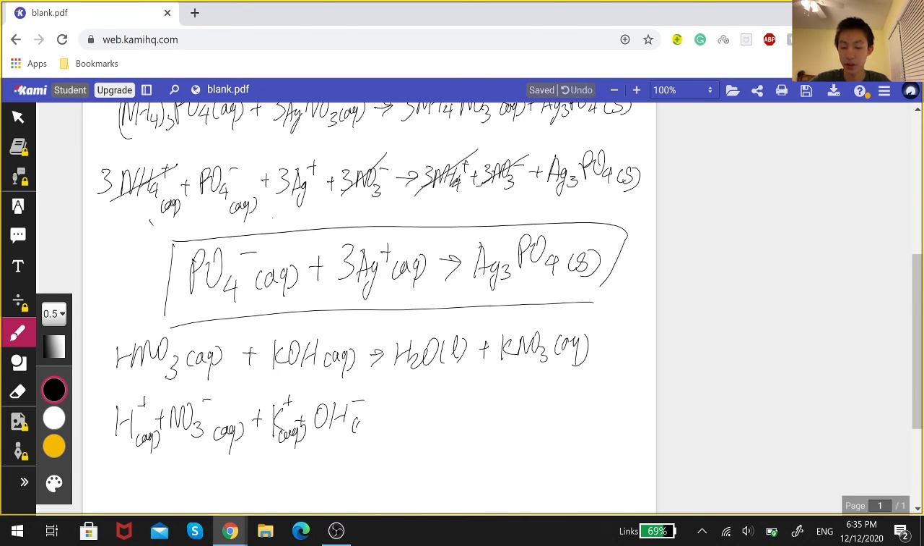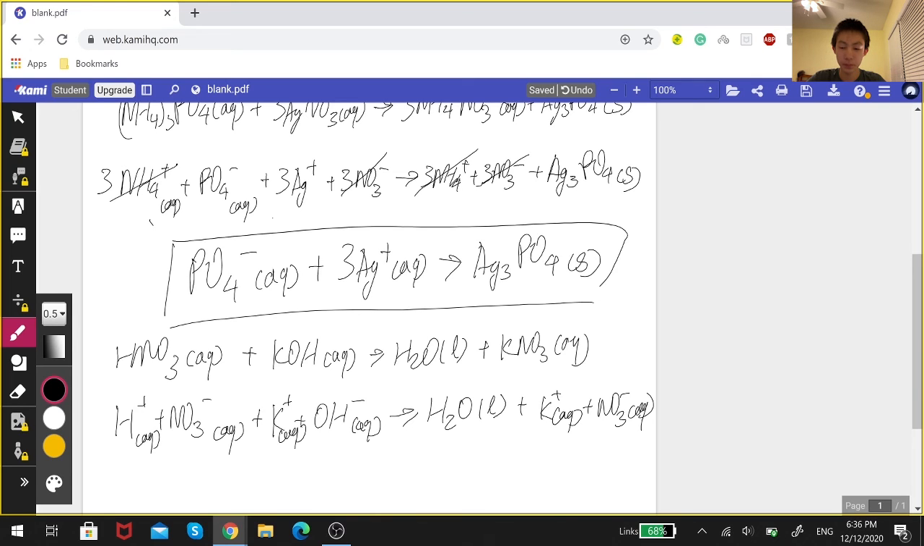Don't forget to include your state of matter, because this is what this whole unit is about. If you don't include them, they'll be counted as wrong. You'll get points taken off. Liquid, we do not split that. Plus KNO3 aqueous, K plus NO3 minus aqueous. Alright, so our precipitate this time is H2O. We're going to cross out anything that is not H or O.